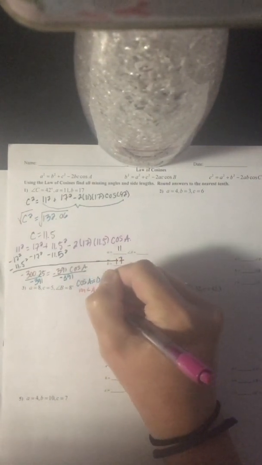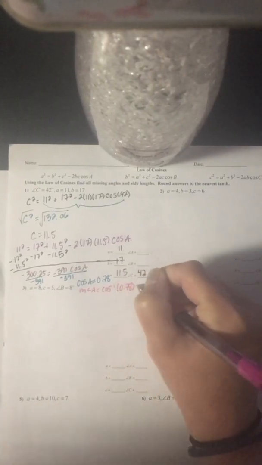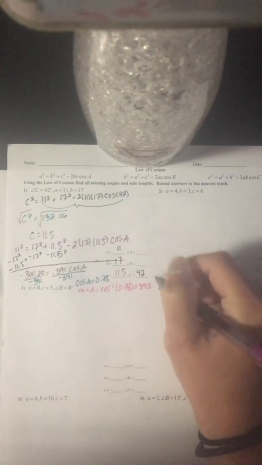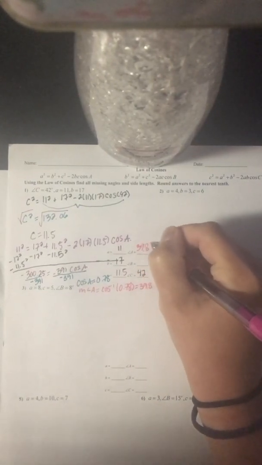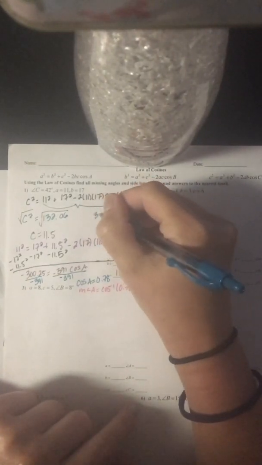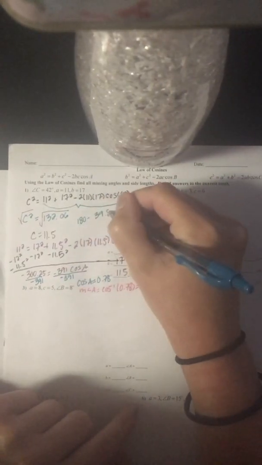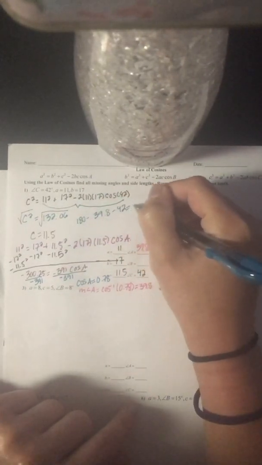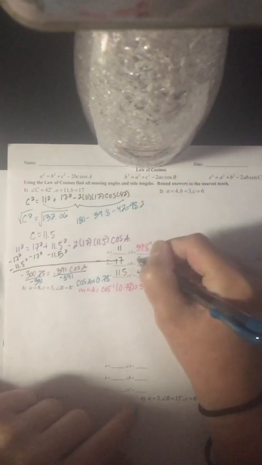And we're looking for an angle. And remember, when we're looking for an angle, we do cosine inverse. So the measure of angle A is equal to cosine inverse of 0.78, which gives us 39.8 degrees. And then to find angle B, from 180, we would subtract 39.8 degrees, and then we would subtract 42 degrees. That would give us 98.2 degrees for angle B.